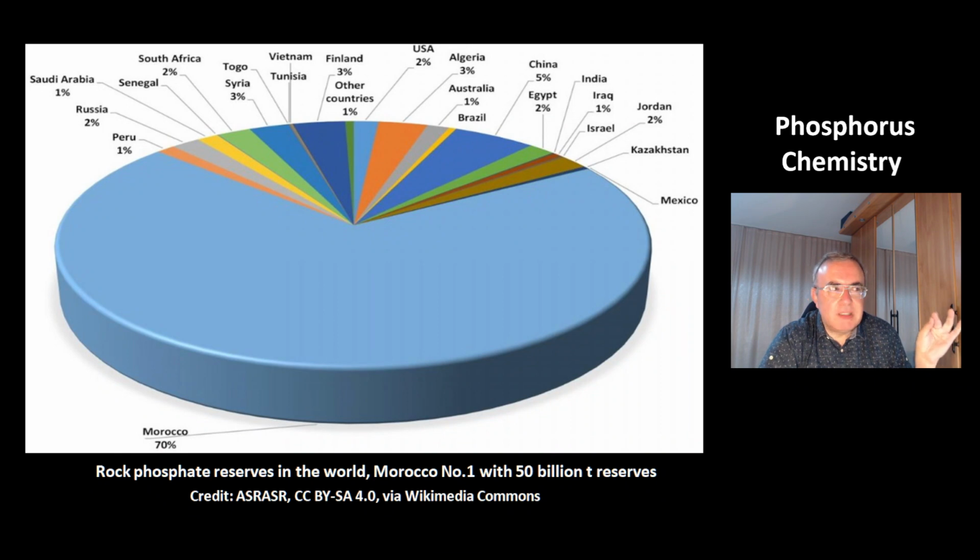This is a picture of the rock phosphate reserves in the world. You can see Morocco is number one. There's 50 billion tons of reserves. Then China, Finland, South Africa, Russia, Jordan.